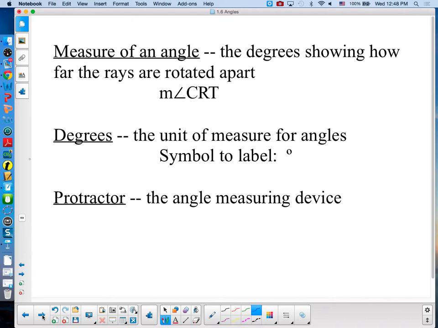So the M that is in front of the name of the angle is the indication that I want the degrees. The measure of the angle is what that means. The measure is its degrees. Degrees is the unit of measure for angles, and that symbol, the little raised zero, just like you do on temperature degrees, is the symbol that we will use. And protractor is the measuring device that we use. In the packet, that's the orange one.